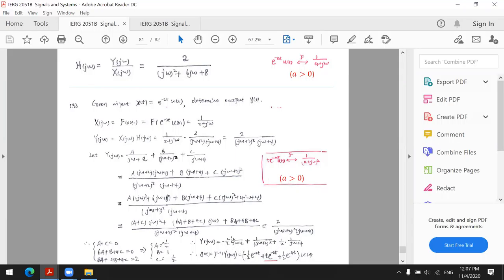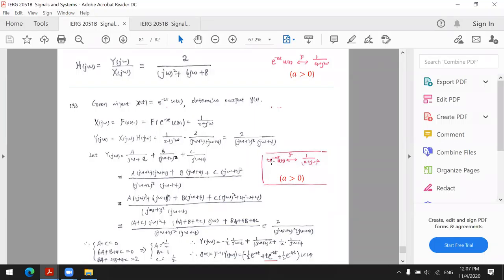So the first term, we can apply the result on the right top corner. With A equals 2, it's just exponential minus 2t u(t) with coefficient minus 1/2. The third term, A equals 4, so exponential minus 4t u(t) with coefficient 1/2. For the term in the middle, where it has 1 divided by (jω plus 2) squared, we also learned it from a previous example. This property, I remember it's from slide number 57, you can check it later.